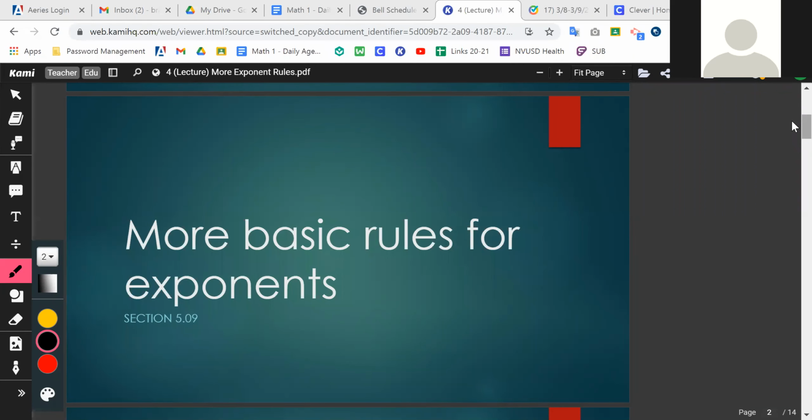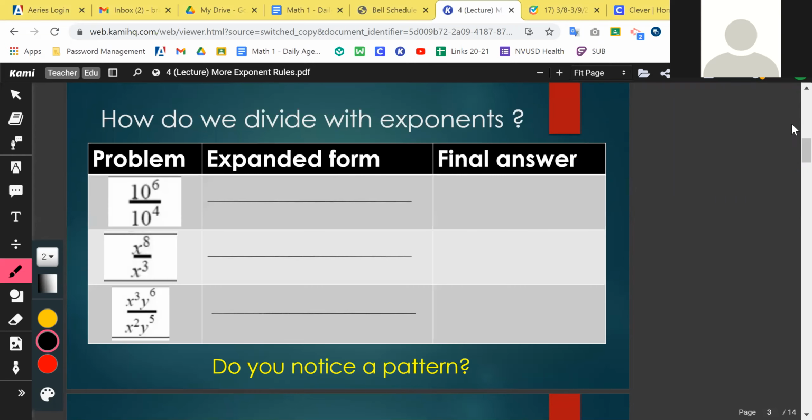Okay, kiddos, today we're going to be learning another basic exponent rule. Today we're going to look at what happens when we have terms with exponents on the top and the bottom, the numerator and denominator of fractions. So here are some really basic examples.